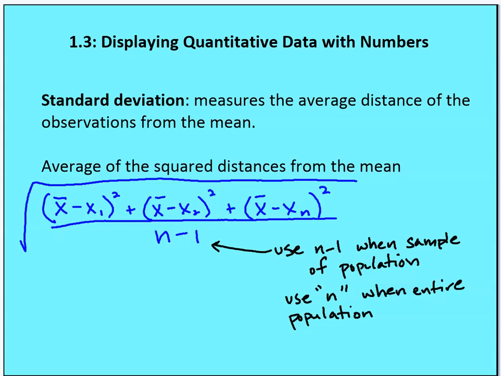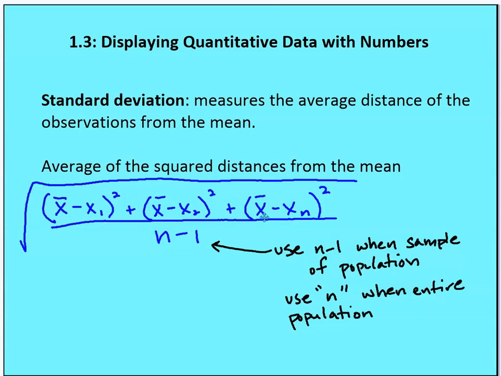The way that we're going to calculate it is we're going to find the mean first, and then we're going to subtract from the mean, or vice versa, the individual data points. It doesn't matter which order you subtract them, because when you square them, that squared difference is going to be the same. So the mean minus x1, the first data point, mean minus x2, and so on through x sub n.